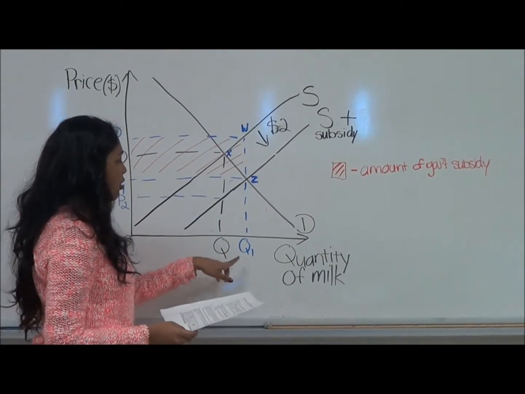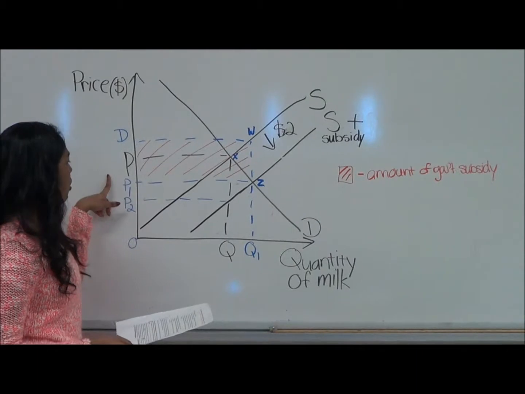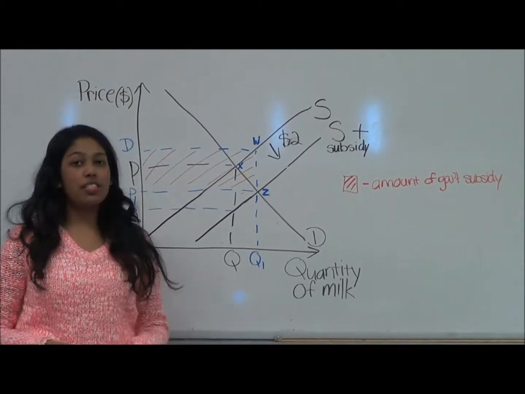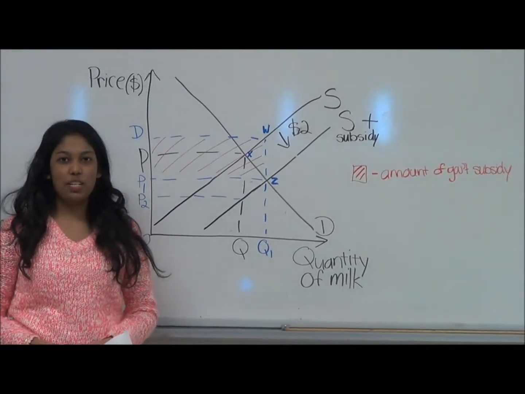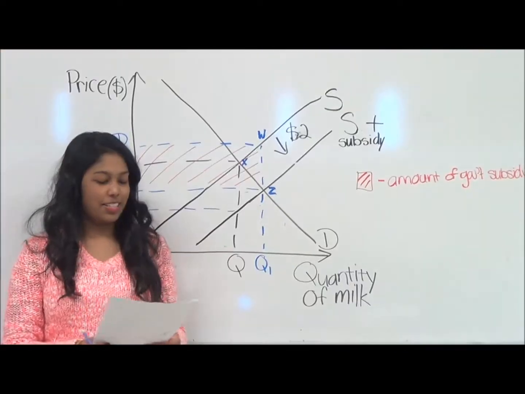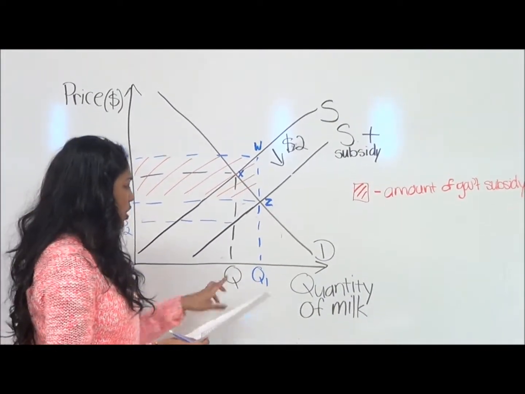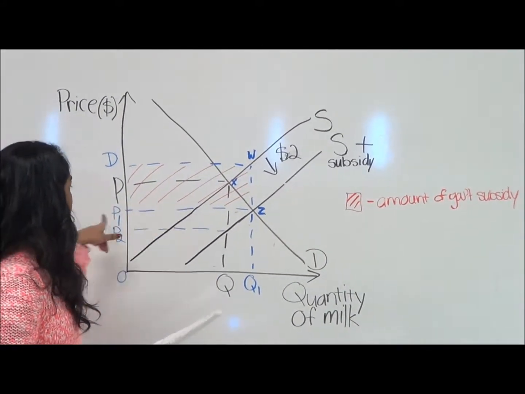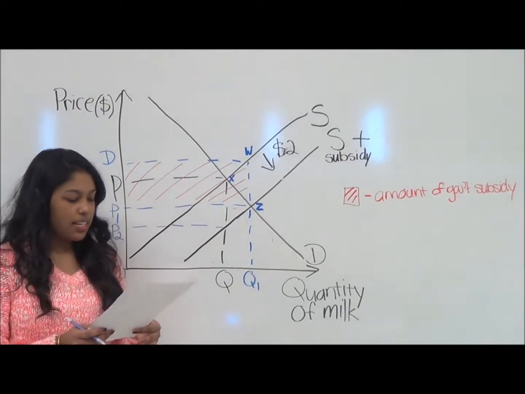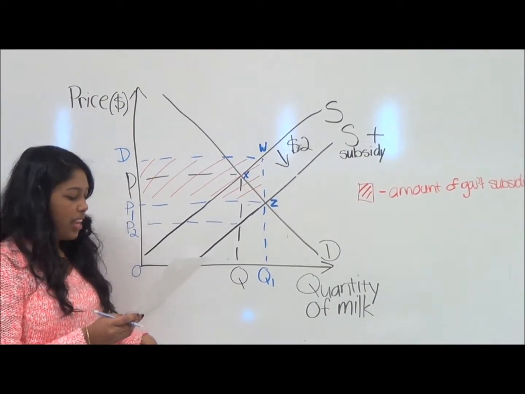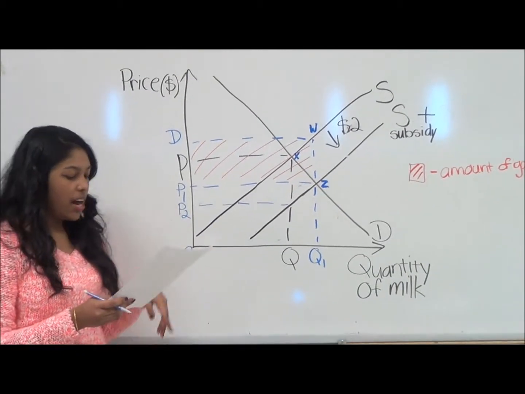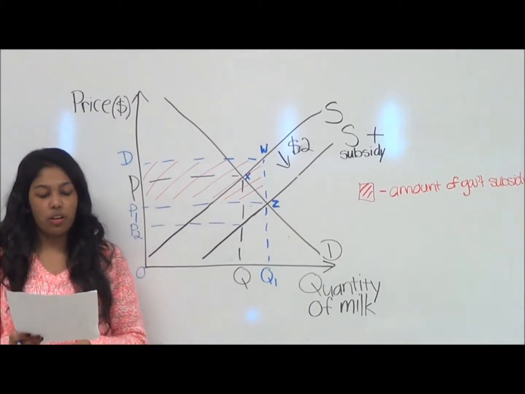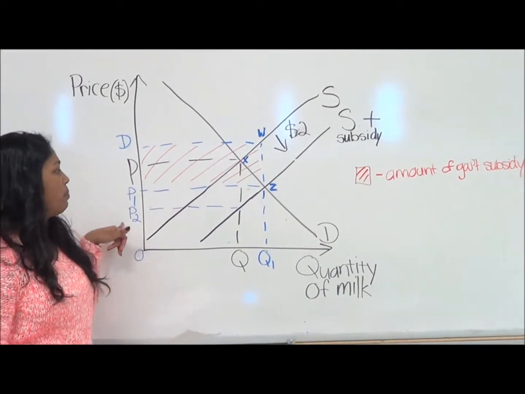This allows producers to create a greater quantity of milk at a lower price of P1. So this means the milk will be cheaper. Okay, so a new equilibrium is created where Q1 is supplied at a lower price of P1. So the subsidy is passed on to the consumers at a lower price of P1. However, the price does not fall the whole amount of the subsidy, which would be at P2.